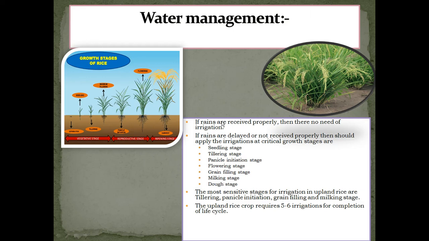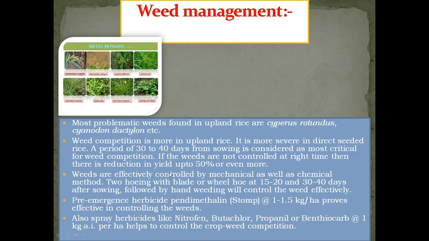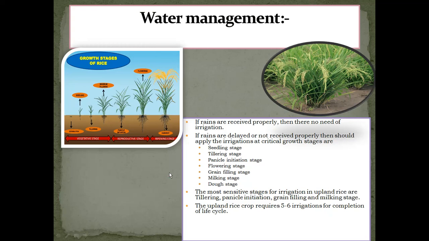These are the different critical growth stages of upland or direct seeded rice, where upland rice can be cultivated and irrigation applied as per the growth stages or the response stage, as per the need of the crop. But in case of lowland rice, continuous standing water should be maintained. That is, under waterlogged conditions, rice can be cultivated. But in case of upland, there is a need to apply irrigation as per the critical growth stages.